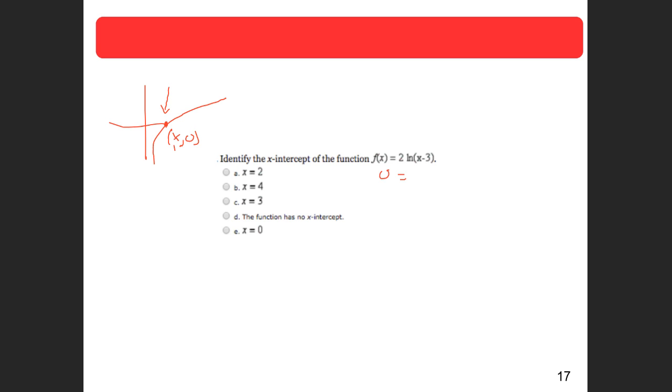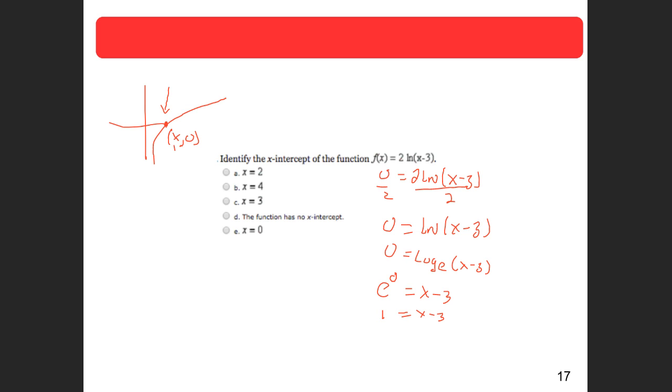So 0 is equal to 2 natural log of x minus 3. I can divide both sides by 2. So 0 is equal to natural log of x minus 3. I want to rewrite it as an exponent, so I'm going to rewrite this as the log base e of x minus 3 is equal to 0. So e to the 0 is equal to x minus 3. Anything to the 0 power is 1. So 1 equals x minus 3. I'm going to add 3 to both sides. X equals 4.